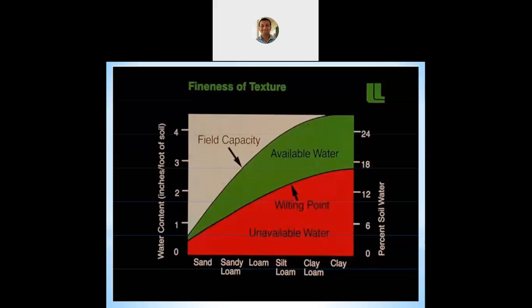Now, the available water has a variable range and it varies with the kind of soil. We can see that a sandy soil has the least range of available water, and it gradually increases with clay soil having the maximum range of available water. That means here the difference between field capacity and permanent wilting point in case of a clay soil is of a larger value. So the more coarse textured the soil, the less is the portion of available water. The more fine textured the soil, the higher is the portion of available water.